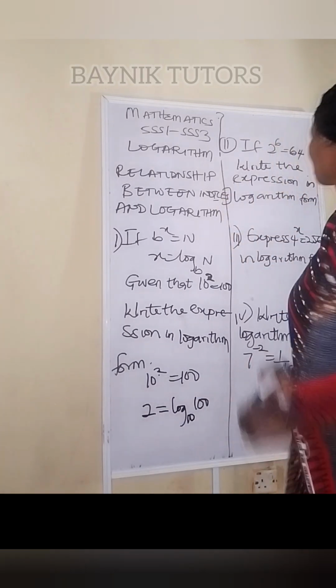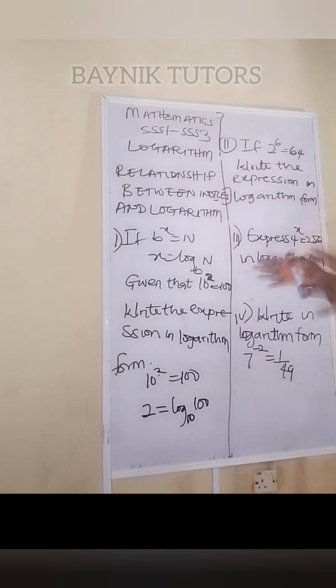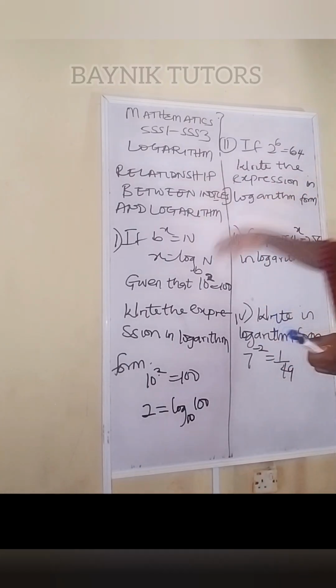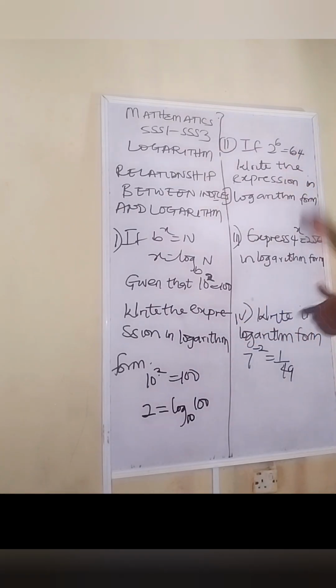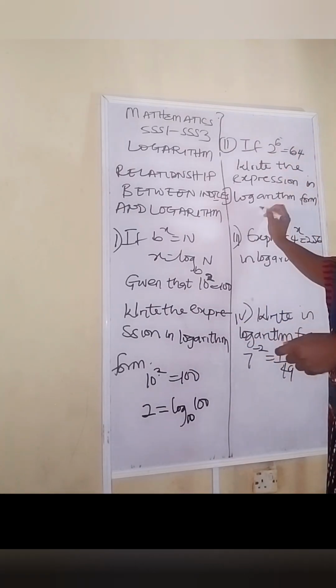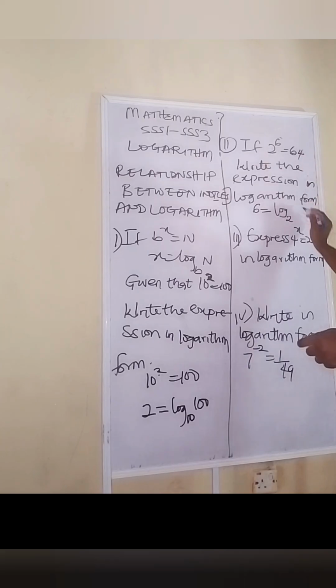So that's for that. Now, if 2 raised to power 6 equals 64, we are asked to write this expression in logarithm form. Just the way we did this one, the 6 will be down here, equals log, introduce the log, then this 2 will be the base, then this is 64. Have you seen that now?